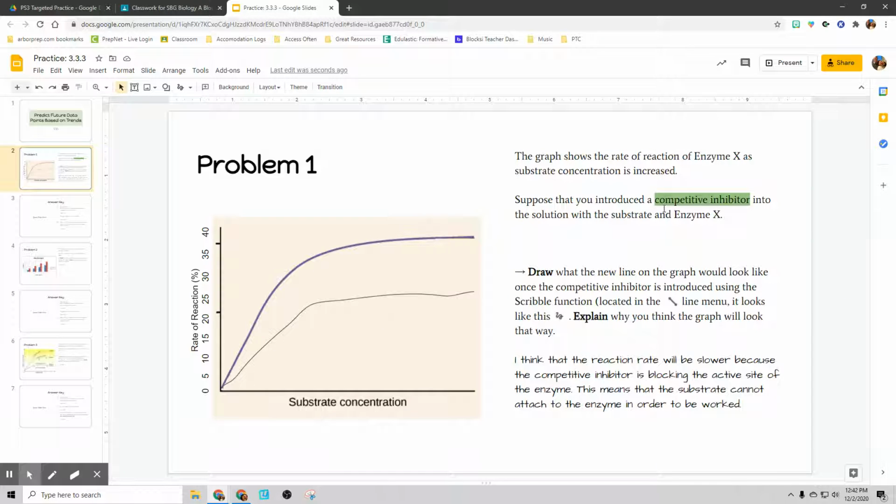Okay, so yeah, ultimately, when you add a competitive inhibitor, you're going to see a lower reaction rate because that active site is being blocked on the enzyme.